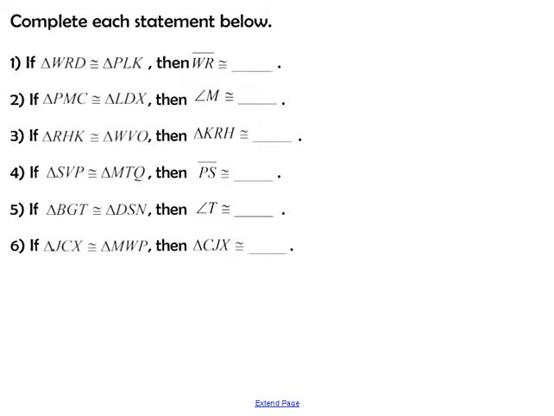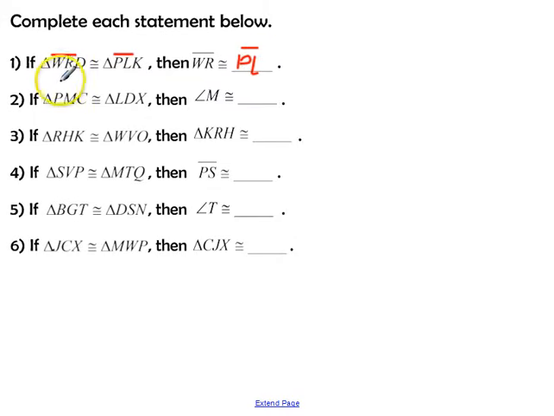Now let's get into a little bit of practice. So without a diagram, if you're just given the congruent statement, triangle WRD is congruent to triangle PLK, they're asking us segment WR is going to be congruent to which segment. So remember, I said that the vertices are in corresponding order, so if we're talking about segment WR, that's the first two. So that's going to correspond to that same order, PL. So we have segment PL.